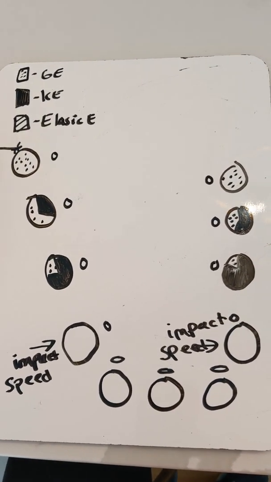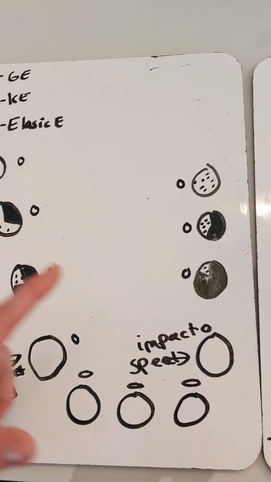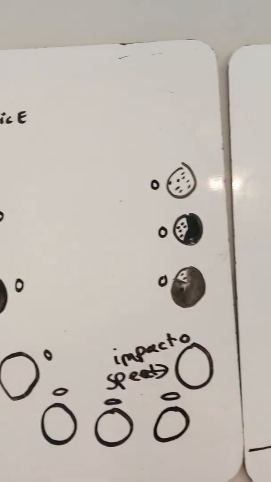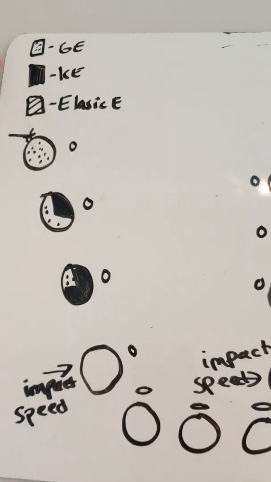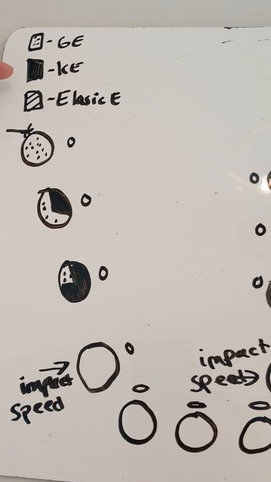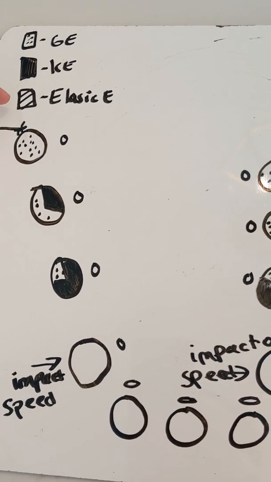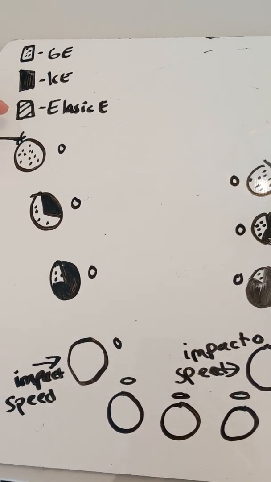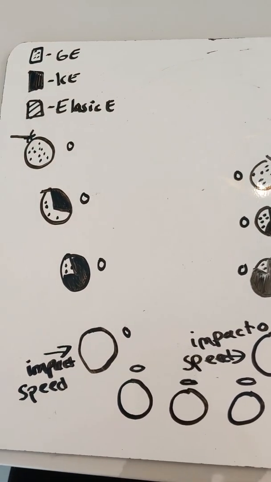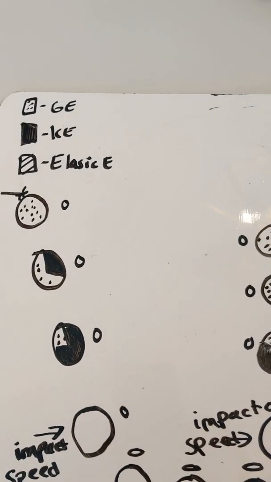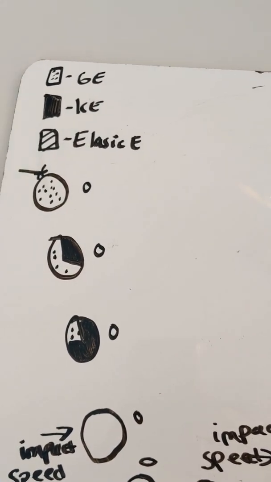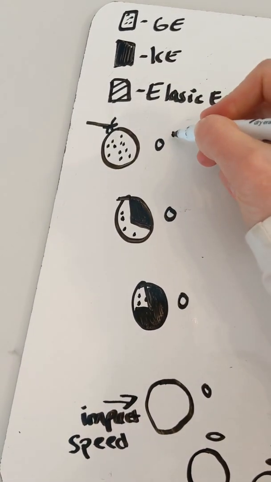Okay, so I kind of just followed the one in your book. In my past one I made gravitational energy just blank. The one in your book or on the screen has gravitational energy like a polka dot, kinetic energy filled in, and elastic energy with stripes. So this first point here, which I didn't label, is all gravitational, so it's all polka dotted. It has the potential to move. I'm holding on to the ball, and then I release it.